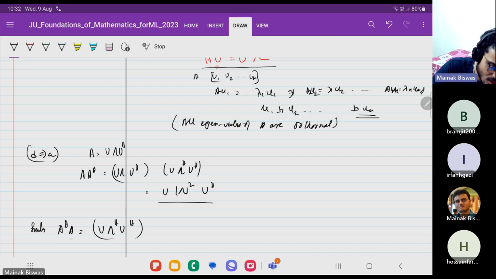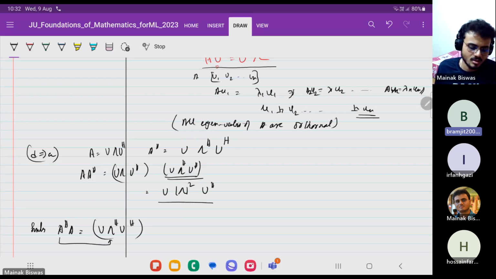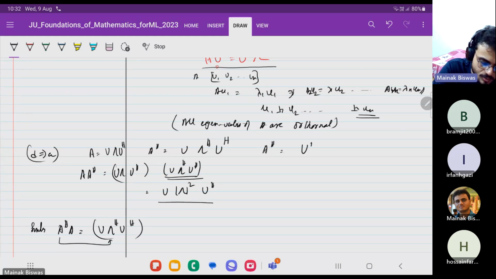Is your A Hermitian or not? We have written A Hermitian. What is A Hermitian? U Hermitian lambda U, lambda Hermitian U. So what is A Hermitian? How do I do that? I do U.